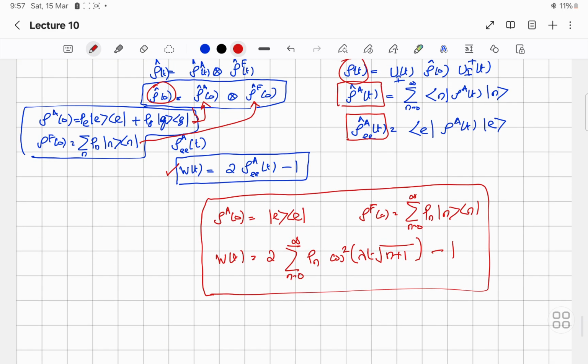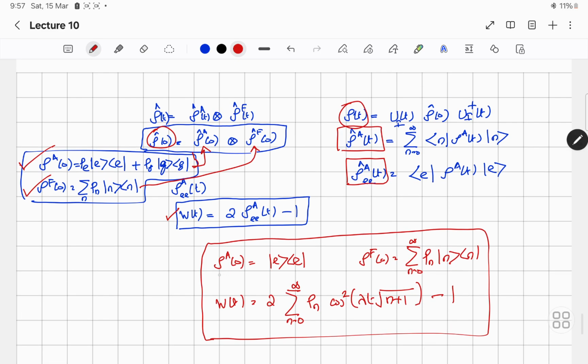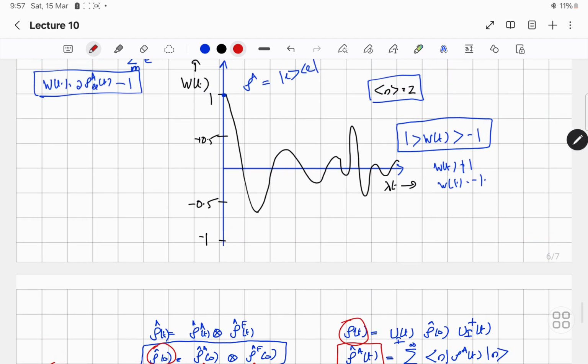So for that it will be completely depending upon what is your initial state of the atom and your initial state of the field. Okay, so here we have assumed the atom initially in the excited state, so that is why the inversion is starting from plus 1. If you assume initially the atom in the ground state, then W(t) might have started from minus 1. But anyhow, you can check whether the atom started from the ground state or the excited state.